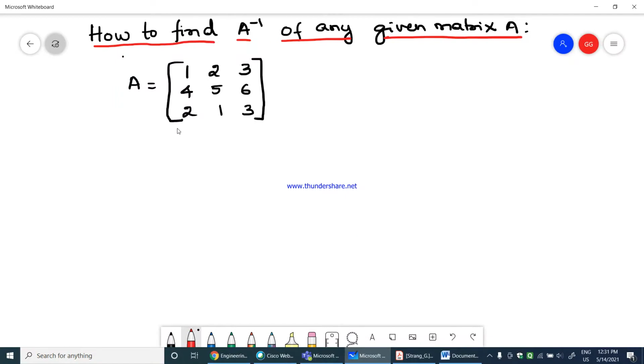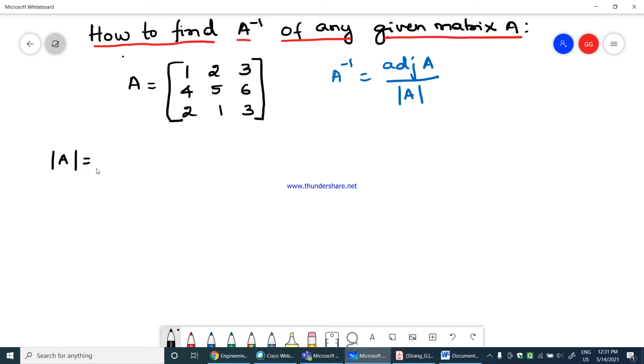In this video we will see how to find the A inverse of any given matrix. So I have taken a 3 cross 3 matrix A. The inverse of any given matrix is given by the formula: adjoint of A divided by determinant of A. So first, we will find the determinant of A.